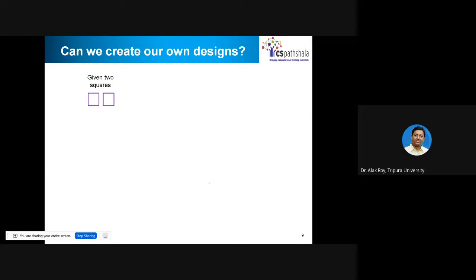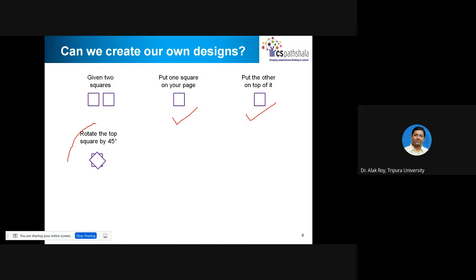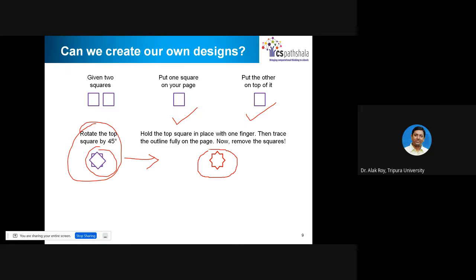Okay. So you can give some activities to your students. Can they create some design for you? Like give them two squares. Okay. Tell them to design something with two squares. Okay. So if one of them puts one square on a page, then put the other on top of it. Okay. So they get a design like this. Rotating the top square by 45 degrees, they get a design like this. Okay. So after doing some corrections, they get a nice design.